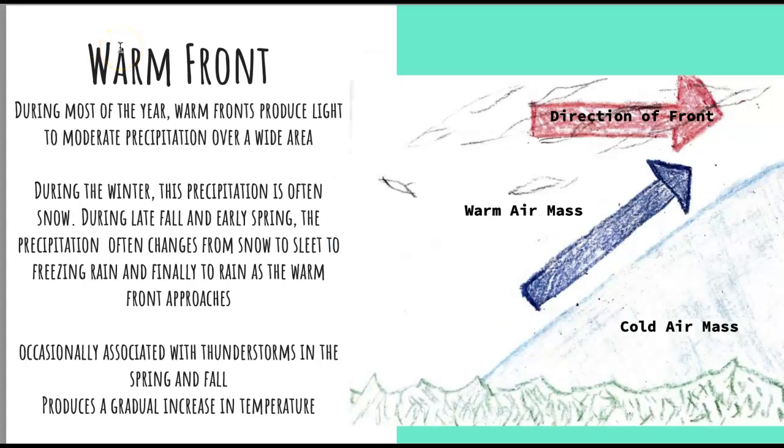Here is a warm front. So during most of the year, the warm fronts produce light to moderate precipitation over a wide area. During the winter, this precipitation is often snow, but during late fall and early spring, the precipitation often changes from snow to sleet to freezing rain, and finally to rain as the warm front approaches. These warm fronts are occasionally associated with thunderstorms in the spring and fall, and they produce a gradual increase in temperature.